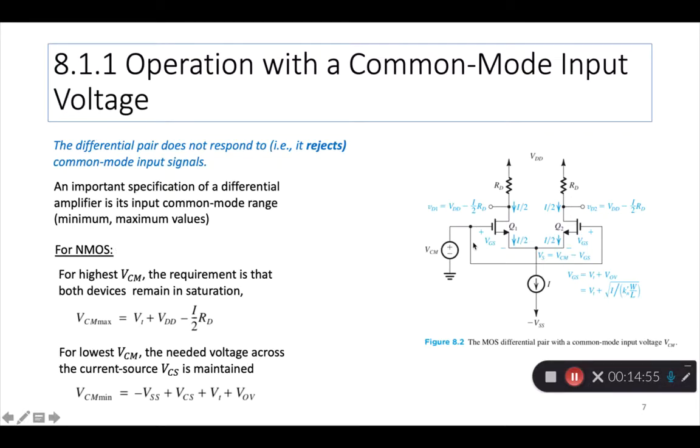That depends on the needed voltage across the current source. So across this current source, a certain voltage has to be maintained. Otherwise, the transistors in this current source may not work.